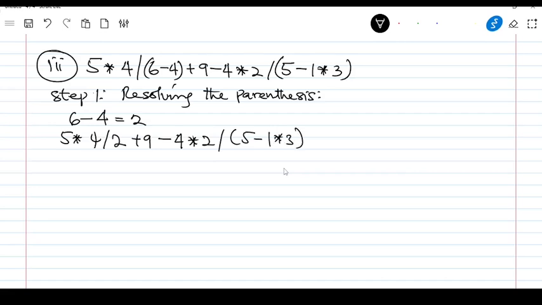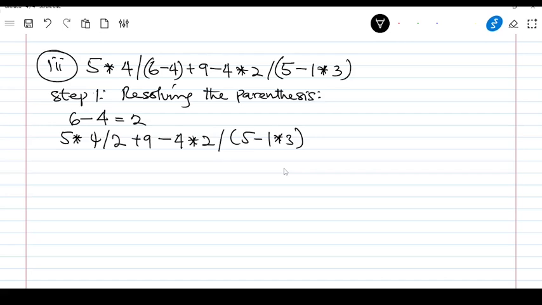Okay, so the second one also we will resolve, what is in 5 minus 1 times 3. In that case also we are going to be specially careful because we have different operators there. We have the subtraction and we have the multiplication. And so we are going to resolve those terms in the parentheses. We are going to first resolve what is multiplied first, right? So we are going to first resolve that.